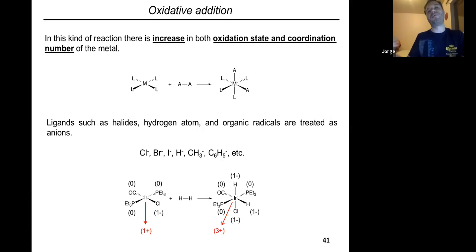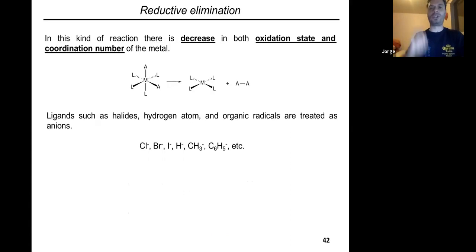Okay, if we have oxidative addition, we must have the opposite to that, which is reductive elimination. In this kind of reaction, there is a decrease in both the oxidation state and the coordination number of the metal. So it's basically the opposite of oxidative addition, guys.